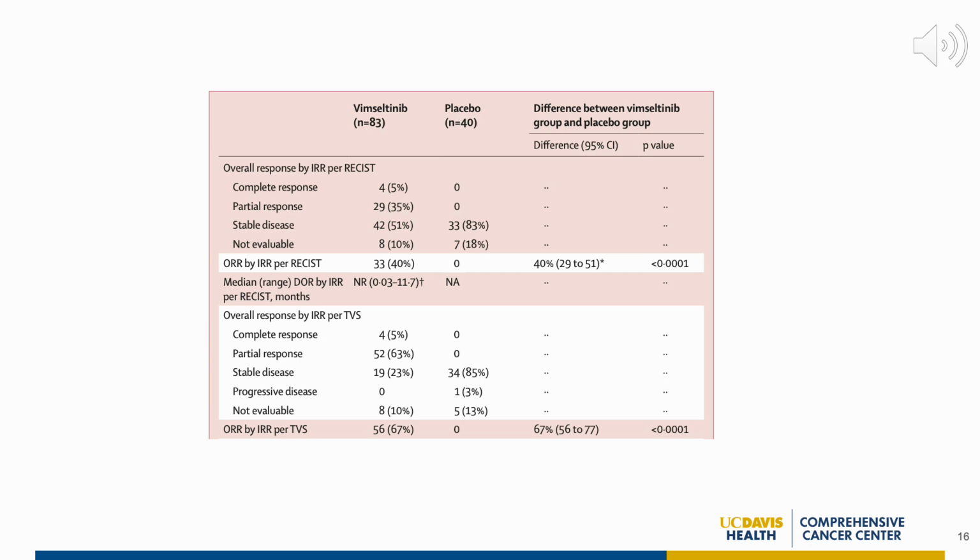And so this is the response rates, right? So this trial is a little bit different in that people were randomized 2 to 1. So 2 people got vimseltinib and 1 person got placebo. Okay. And so there were 83 people who got vimseltinib and 40 that got placebo. And similar to the other plot that we saw, about 4% of people had their tumors go away completely. 29% had their tumors go away somewhat or shrink considerably in size. And then some had their tumors stay the same size, about half. Okay.